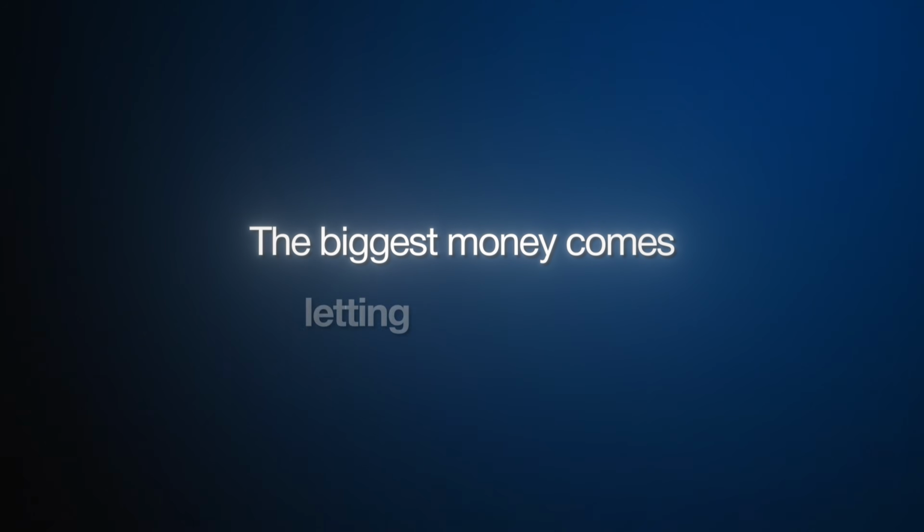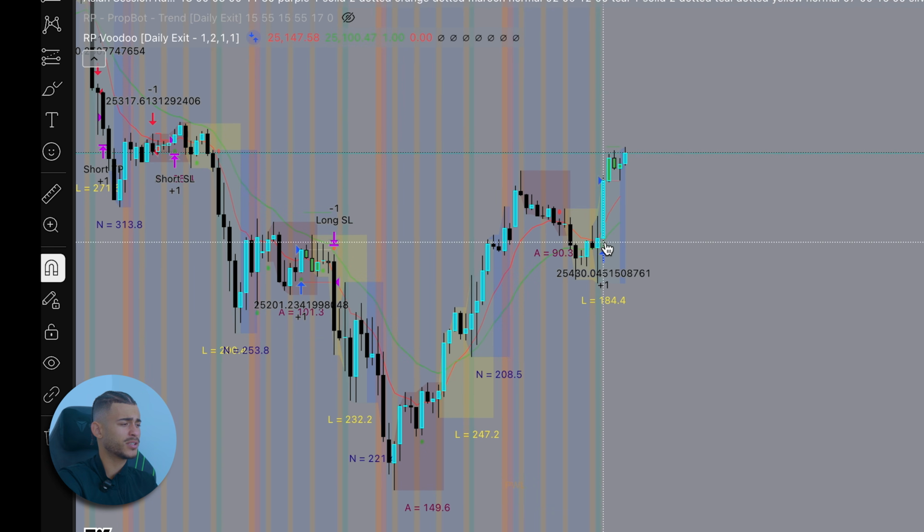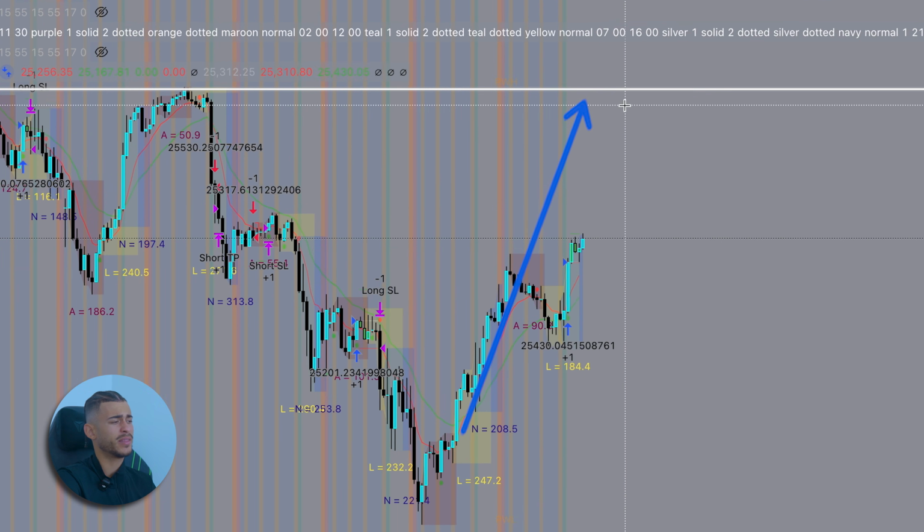Because the biggest money comes from letting winners run. Most manual traders cut their winners way too early because they're afraid of giving back profits. But algorithms don't have that fear. All they do is they follow rules. You all can see that right now we're in some longs. I'm expecting price to come up and take out this high.